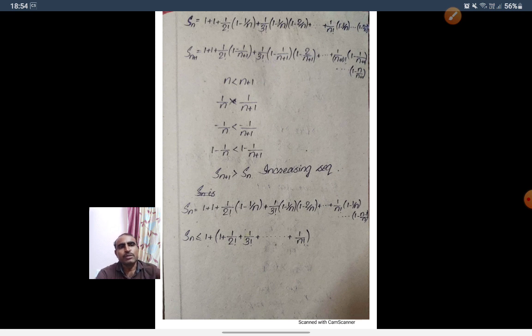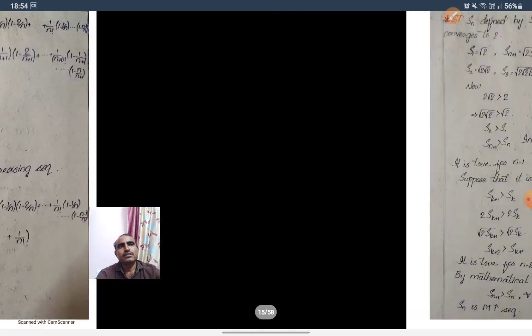Sn is equal to 1 plus 1 by 2 factorial plus 1 by 3 factorial plus up to 1 by n factorial. This Sn is less than or equal to some value. So it is bounded, so it converges.